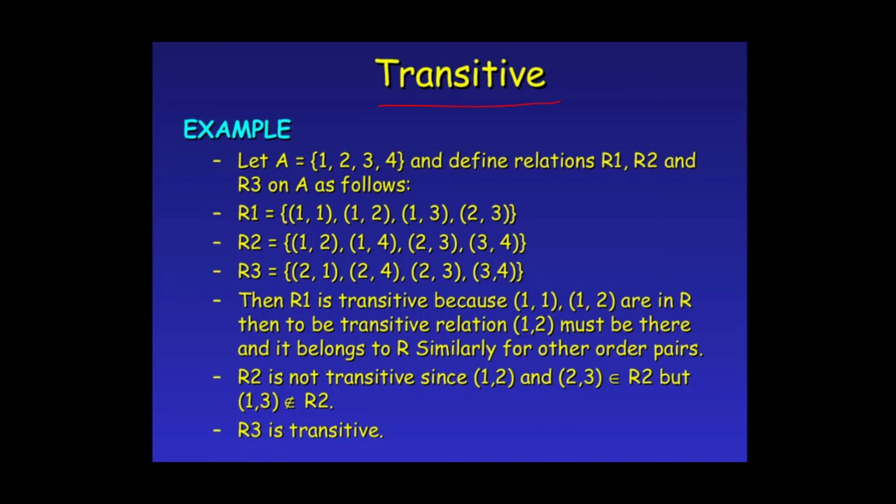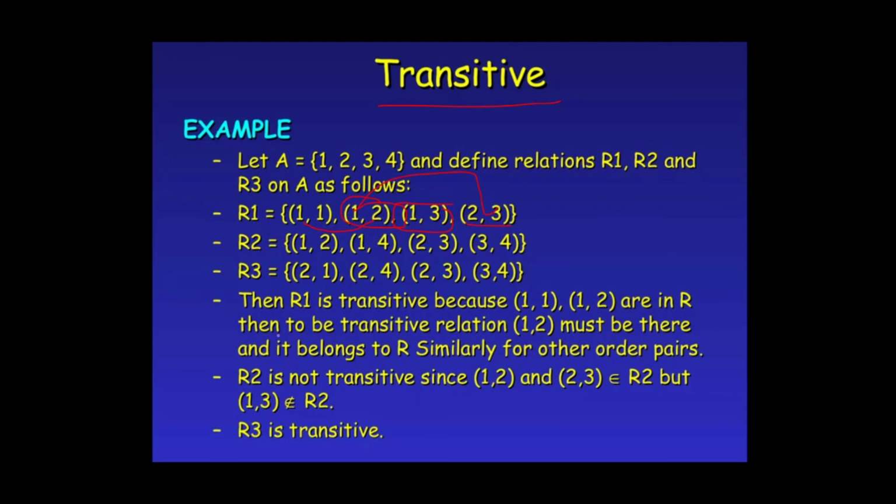Now see in this set R1, (1, 1) is there, (1, 2) is there, (1, 3) and (2, 3) are there. So see, (1, 1) and (1, 2) are there, so there should be (1, 2), and this is your (1, 2). Now check it for the other one. (1, 2) is there, (2, 3) is there, so there should be (1, 3) also. So here you can see (1, 3) is also there.